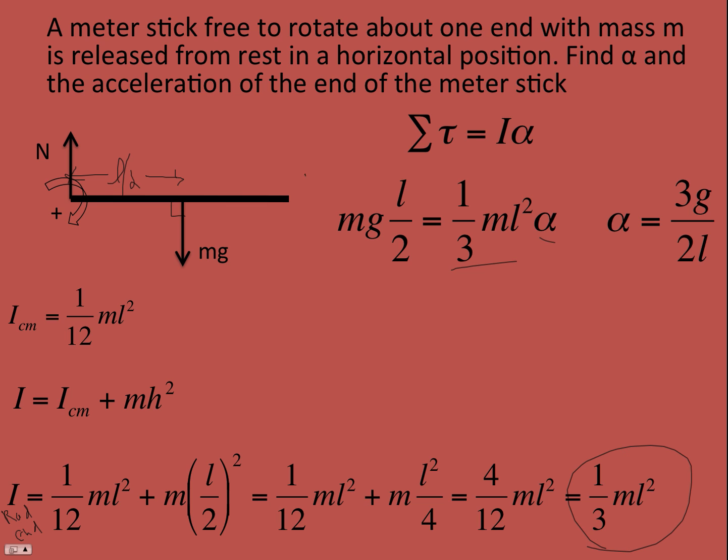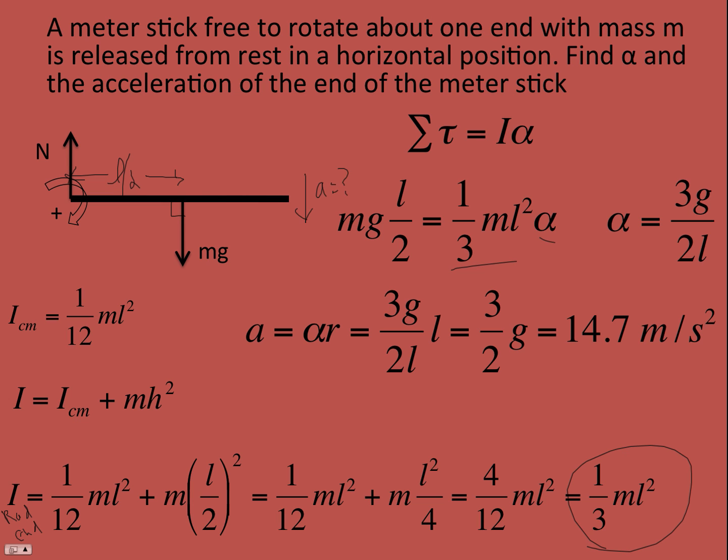What is the linear acceleration of the end? And so we put in r equals L. So a is alpha r. Put in r equals L. They'll cancel. So I get 3/2 g, 14.7. But do you believe that? I thought the fastest acceleration anything could have was 9.8. And so that seems puzzling.